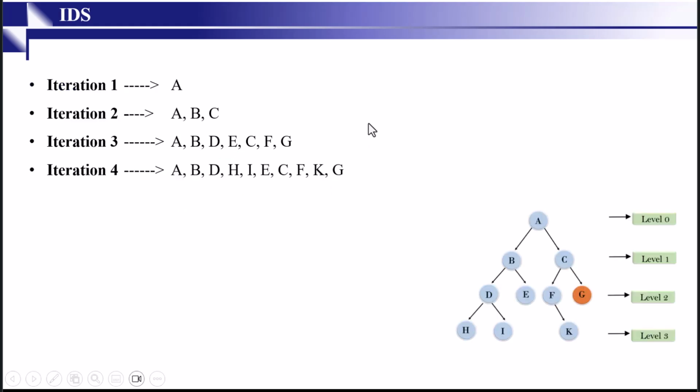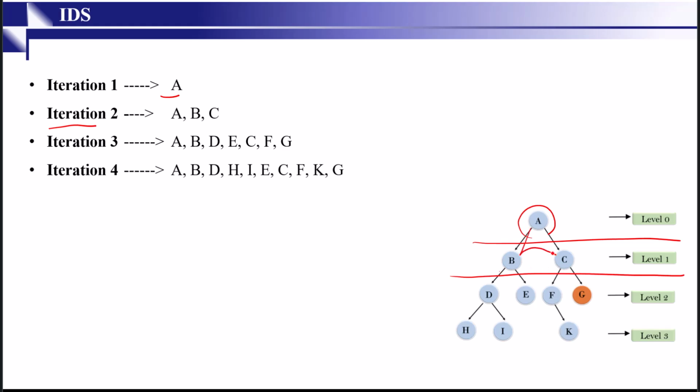So here is one example to see how IDS works step by step. In the first iteration, the depth limit is 0, and we explore the root node, only A. If it's a solution, finish. Otherwise, we will go to iteration number 2, and we will change the level to level 1. We expand one more level, and we will visit A, B, and C, right?